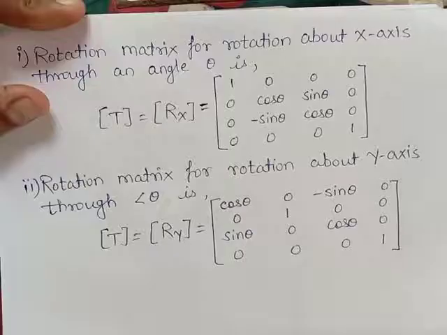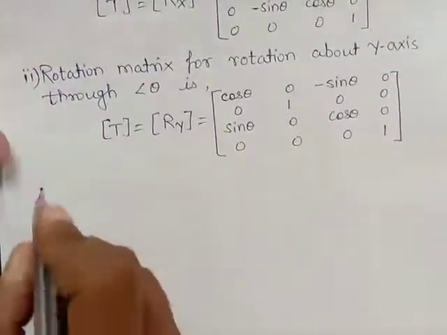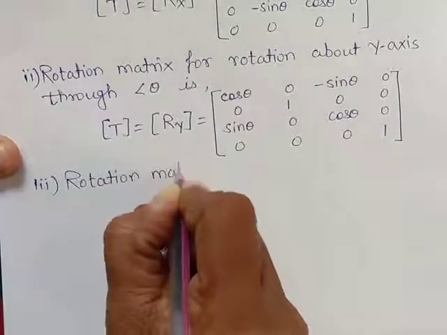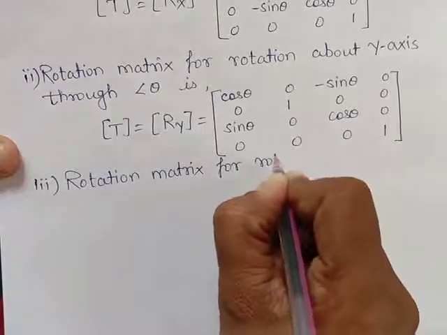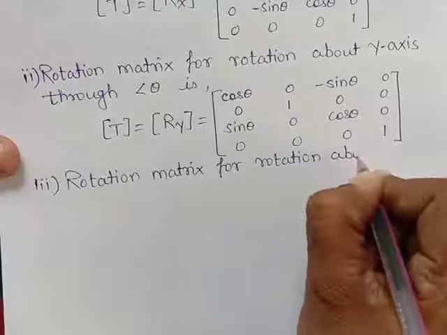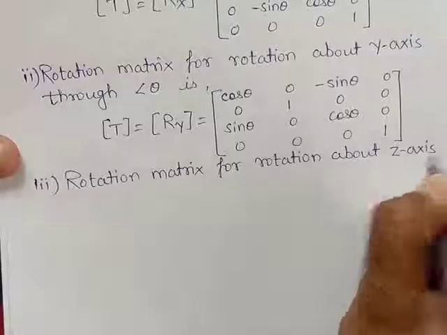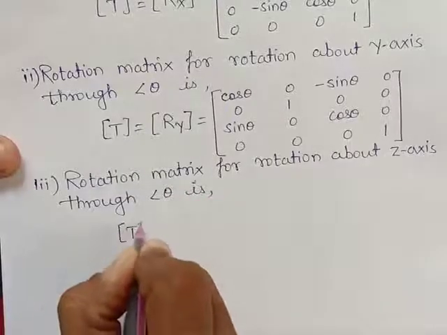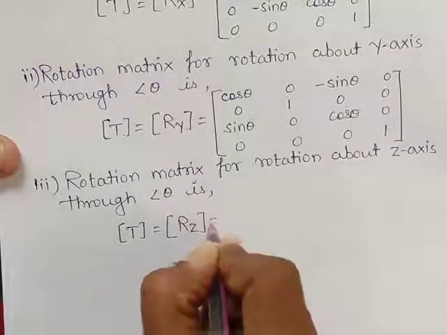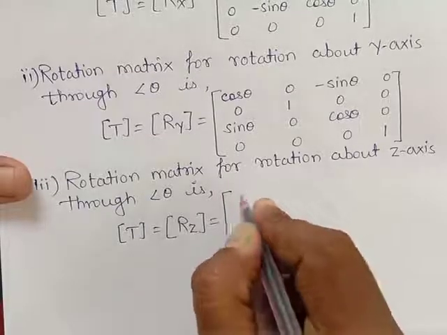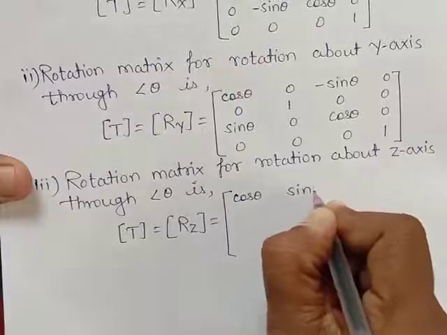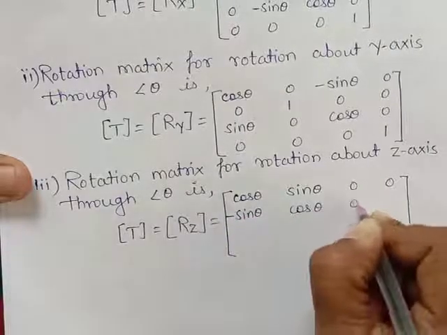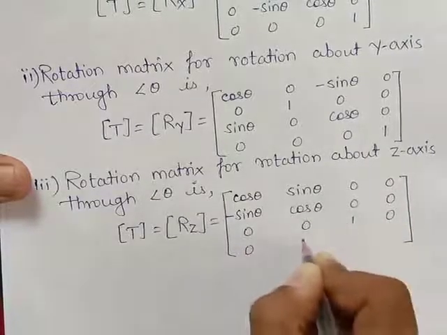Okay. Next one, rotation matrix for rotation about z-axis through angle theta is the transformation matrix Rz, and that is cos theta, sin theta, 0, 0, minus sin theta, cos theta, 0, 0, 0, 0, 1, 0, 0, 0, 0, 1.